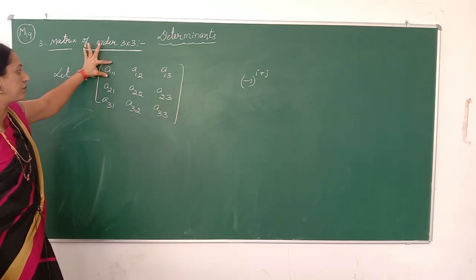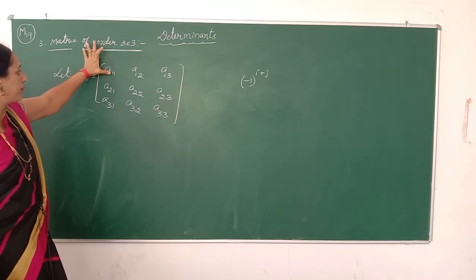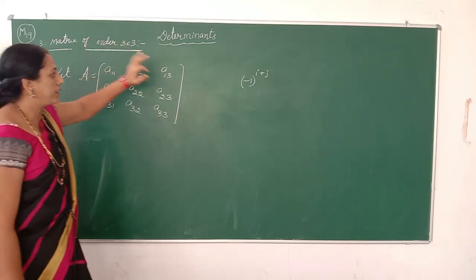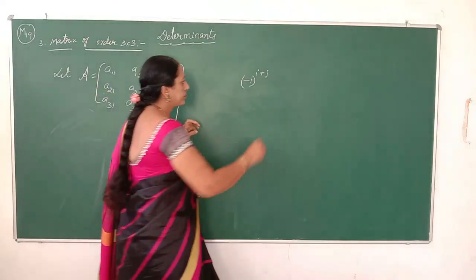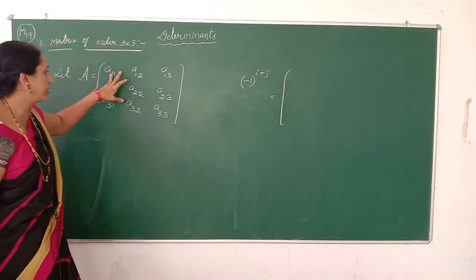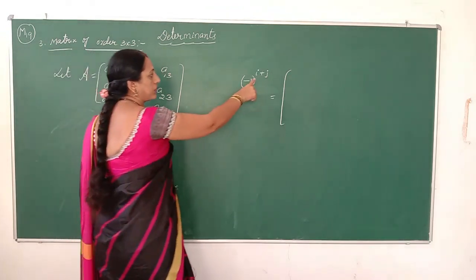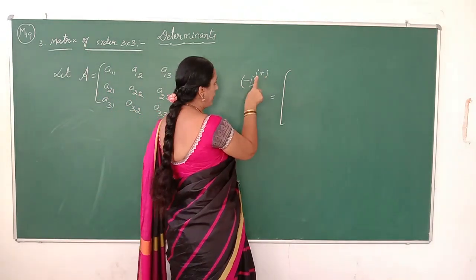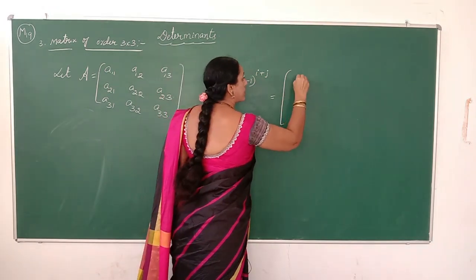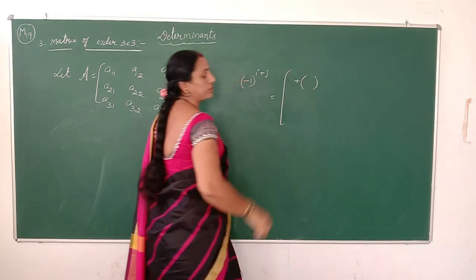So, in the first element A11, 1 and 1 are represented for which row and which column? These are the values of i and j. Therefore, the sign of the 3 cross 3 matrix in the first element: i is 1 and j is 1. 1 plus 1 is 2, and (-1) to the power of 2 is positive.